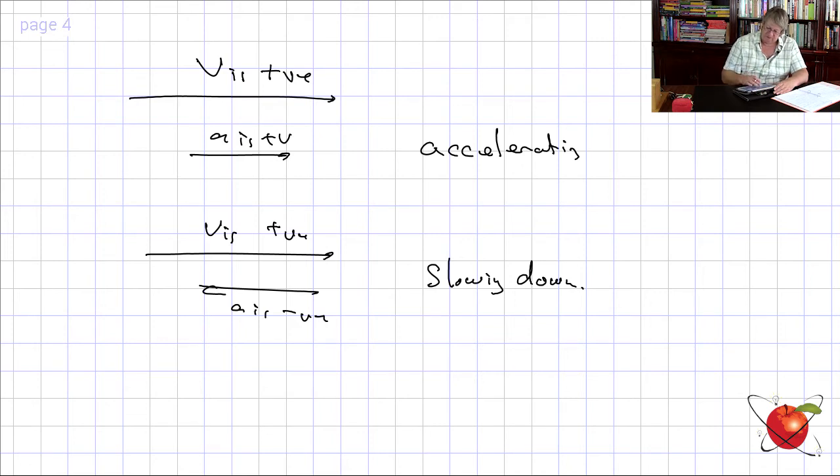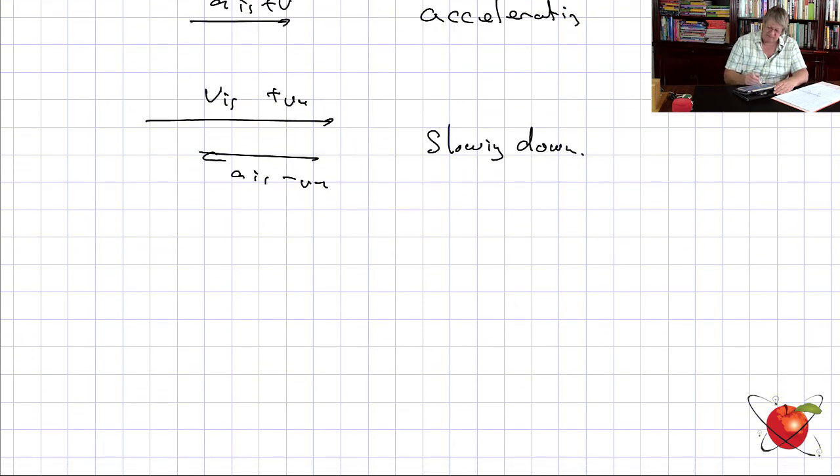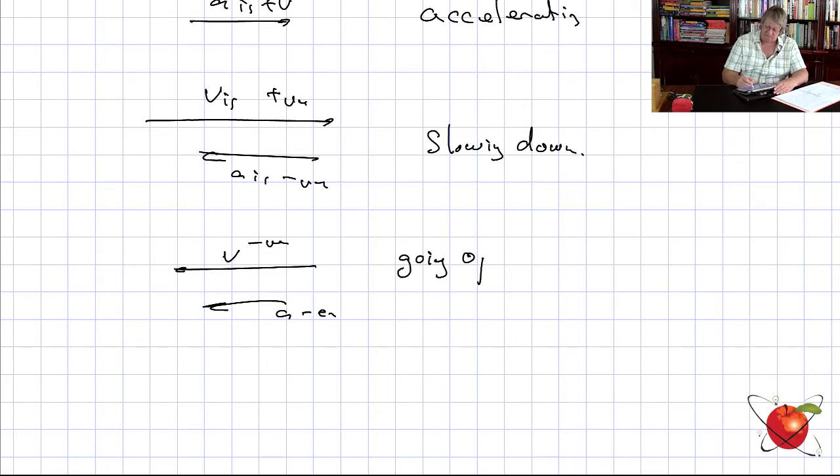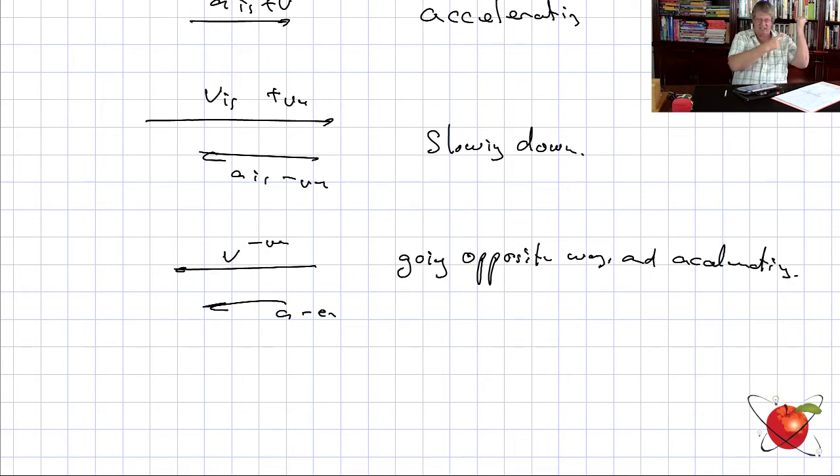Okay? Right? Then we can have another one. We can have this one: acceleration, velocity this way, and acceleration that way. This is negative. This is negative. What does it mean? I am going the opposite way. All right? In other words, backwards, if you like. This one is accelerating. So I'm going this way and I'm accelerating that way, which means I'm going faster in that direction.